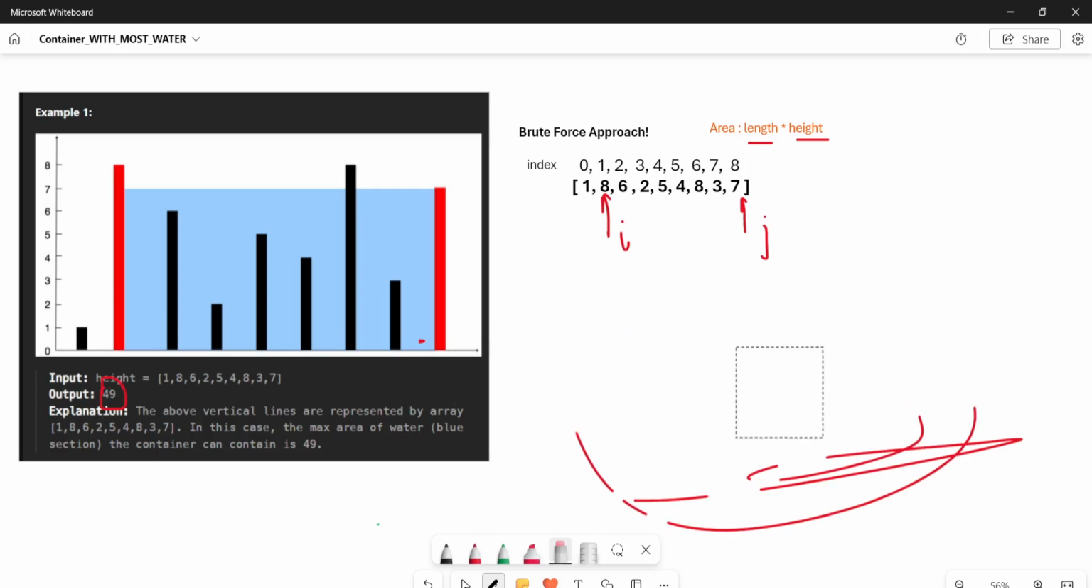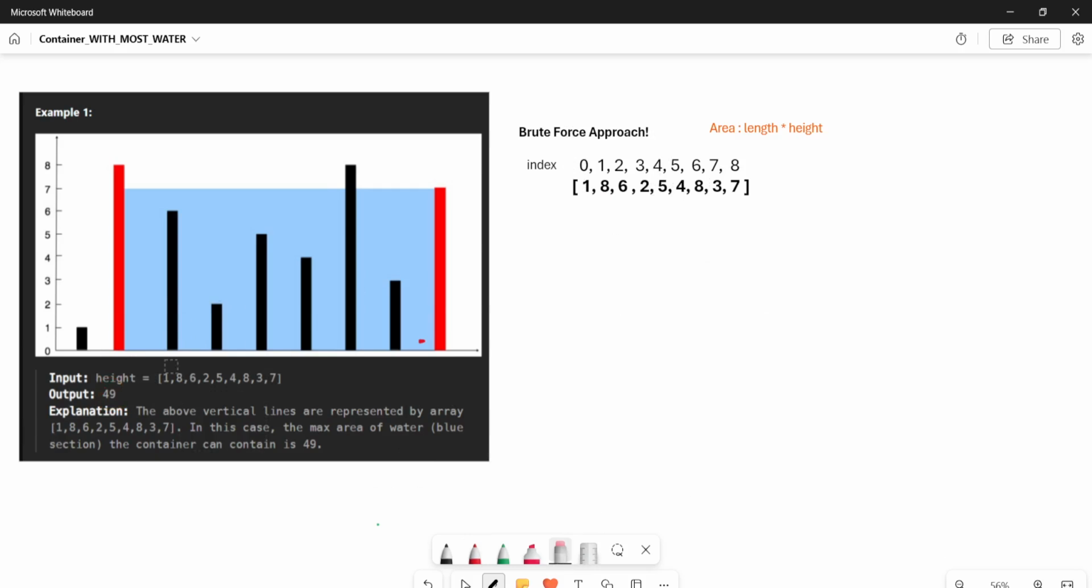So how can we solve this, right? How can we solve this? One solution is we can have the brute force approach, right?